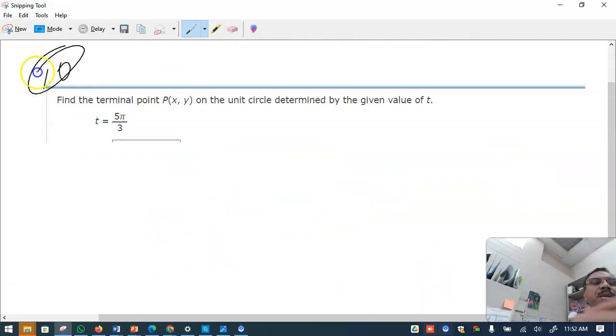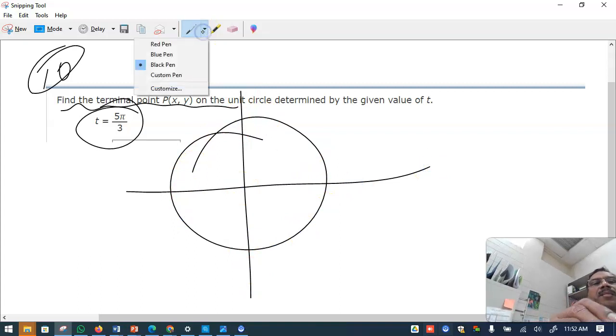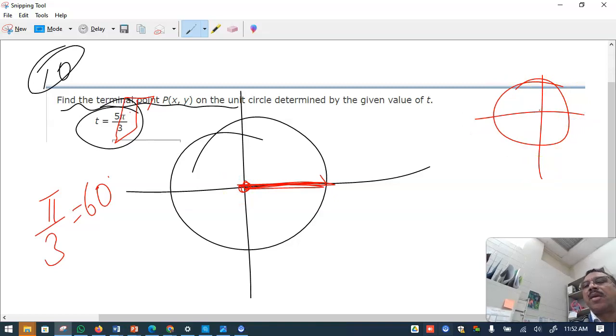So one more problem. Question number 10, could we find the terminal point? And this time they gave it as the angle. That means the terminal side makes an angle of this. If this is the starting side, they gave you 5 pi by 3. We know what pi by 3 is, right? Pi by 3 is 60 degrees, but you need to have 5 of them. We know all around is 6 of them, 1, 2, 3, 4, 5, and 6. All around is 6 pi by 3, which makes 2 pi, right? So that means the angle is right here.